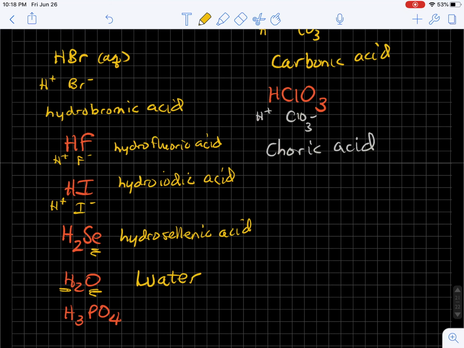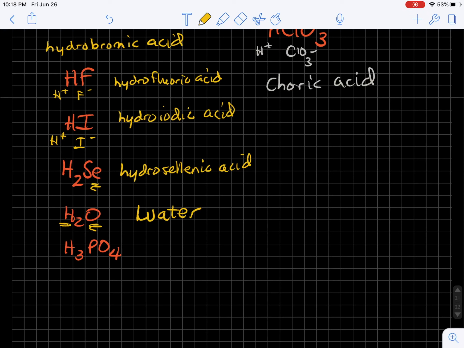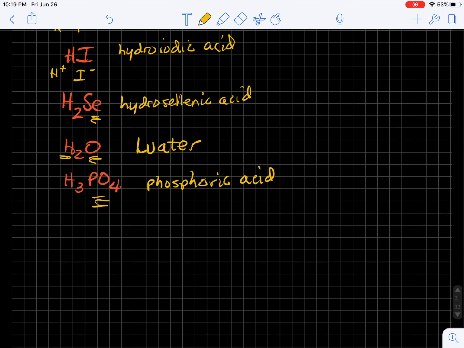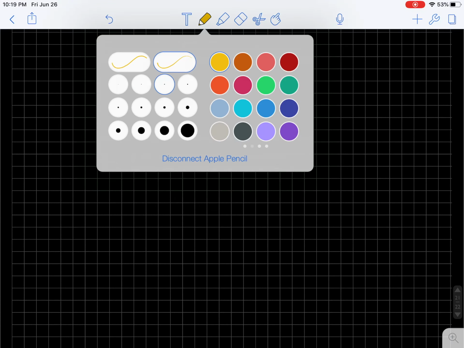Notice I didn't write hydrooxic acid because nobody calls it that, it's water. And then this last one, a little trick, right? Ternary, because it's an oxo acid, it comes from phosphate, so we're not going to use the term hydro, we're just going to call it phosphoric. Phosphate becomes phosphoric acid. Done. Easy. Don't complicate it.